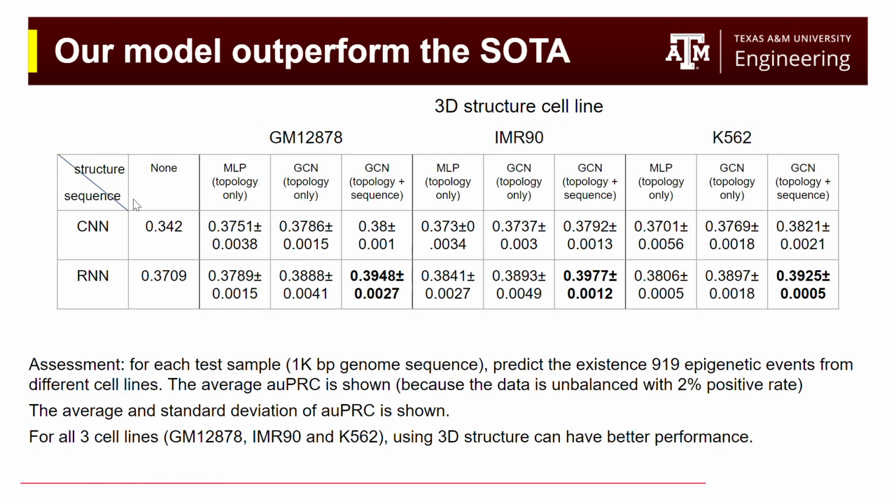Here we are showing the average AUPRC of the epigenetic events prediction. For all three cell lines' chromatin structure, we always have better performance compared to the sequence-only model, and if we're using the RNN with the GCN embedded topological plus sequence information, we can always have the best performances. And it's always better than the sequence-only, the left column.